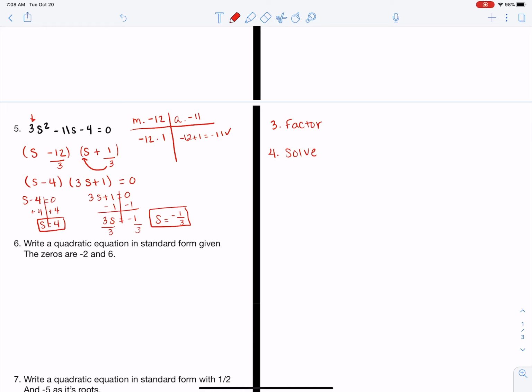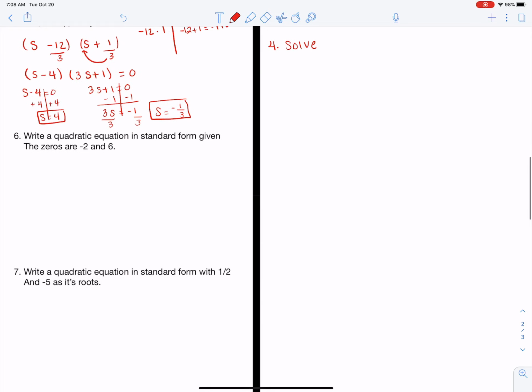Okay? All right, 6 and 7 are kind of weird because we're going to go backwards. So you can't use the same steps because we are not factoring, we are going backwards. So I gave you the zeros here. I'm giving you the x-intercepts. You need to give me the equation. Okay, so if I gave you the x-intercepts and I'm telling you that x equals negative 2 and x equals 6 are the two answers you would have gotten, right? So I need to undo or go backwards from what I just did before.